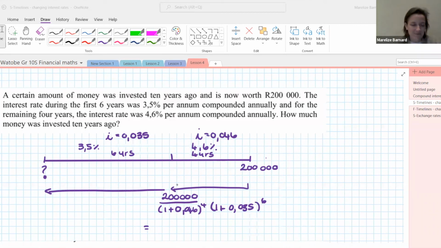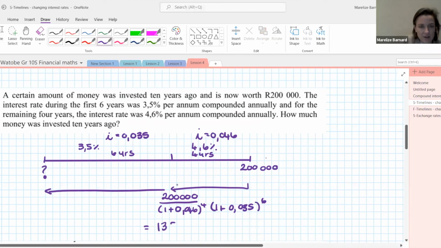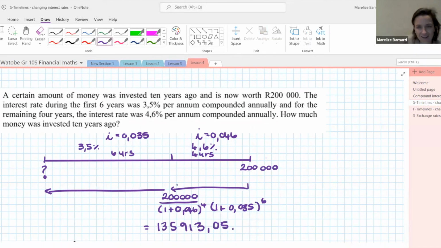So well done. Okay, I'm just going to get my ducks in a row here and also work it out. 1 plus 0.046 to the power of 4, and then 1 plus 0.035 to the power of 6. I think you guys are ready for grade 11 timelines. Hey, Miss Coco, what do you think? I think you guys will crush grade 11. You guys are amazing. Well done.